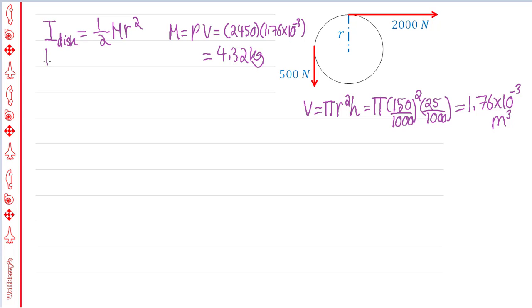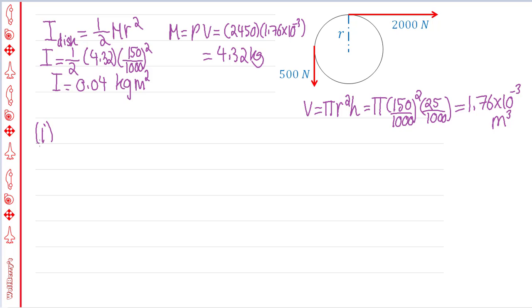Taking this mass and plugging it into our inertia equation, half times 4.32 multiplied by 150, again convert to meters by dividing by 1000, is r squared, so the whole thing is squared. This gives us an inertia of 0.04 kilogram meter squared. Now, after this, we can go ahead and start solving the problem, because we knew at some point we needed the inertia. Now, part I simply says, derive an equation of motion that describes the system.